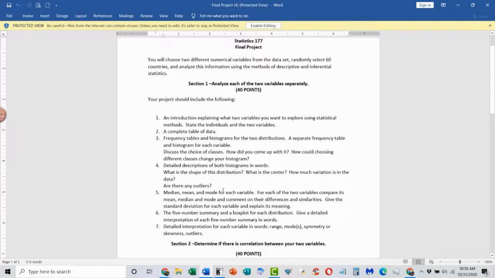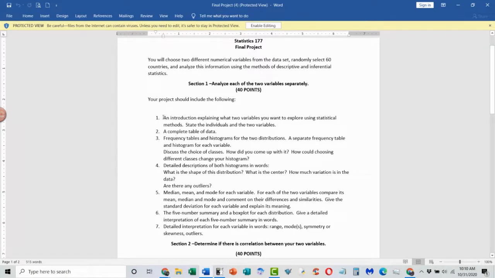What is the mean, median, mode? Give me the 5-number summary, so the quartiles. Make a box plot. And what is the range? Are there any modes? So symmetry, skewness, all that stuff here came from previous things. Is there an outlier? So those are all things.